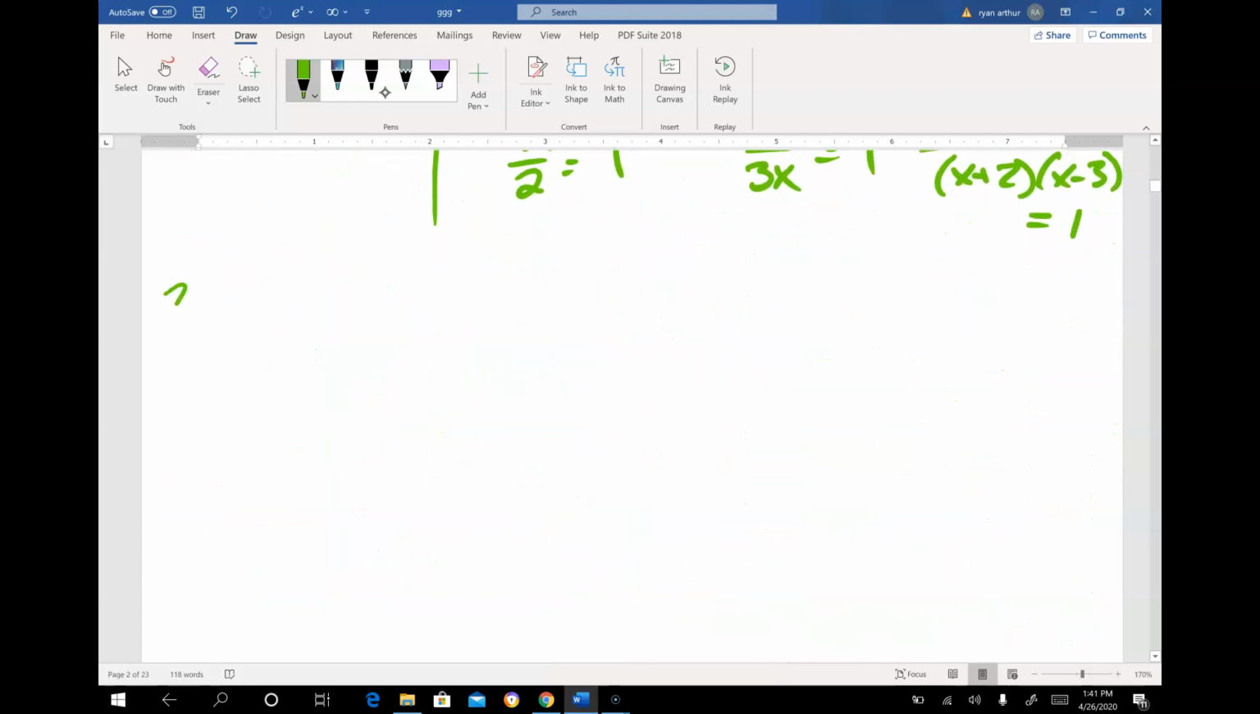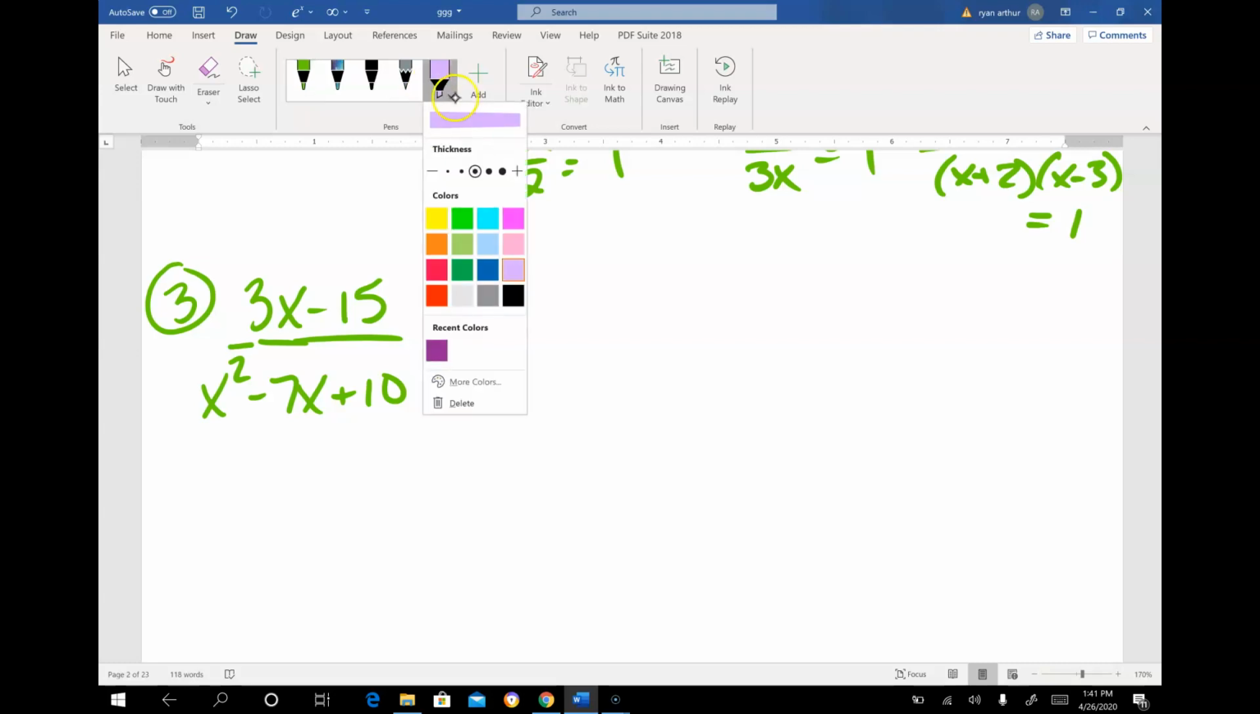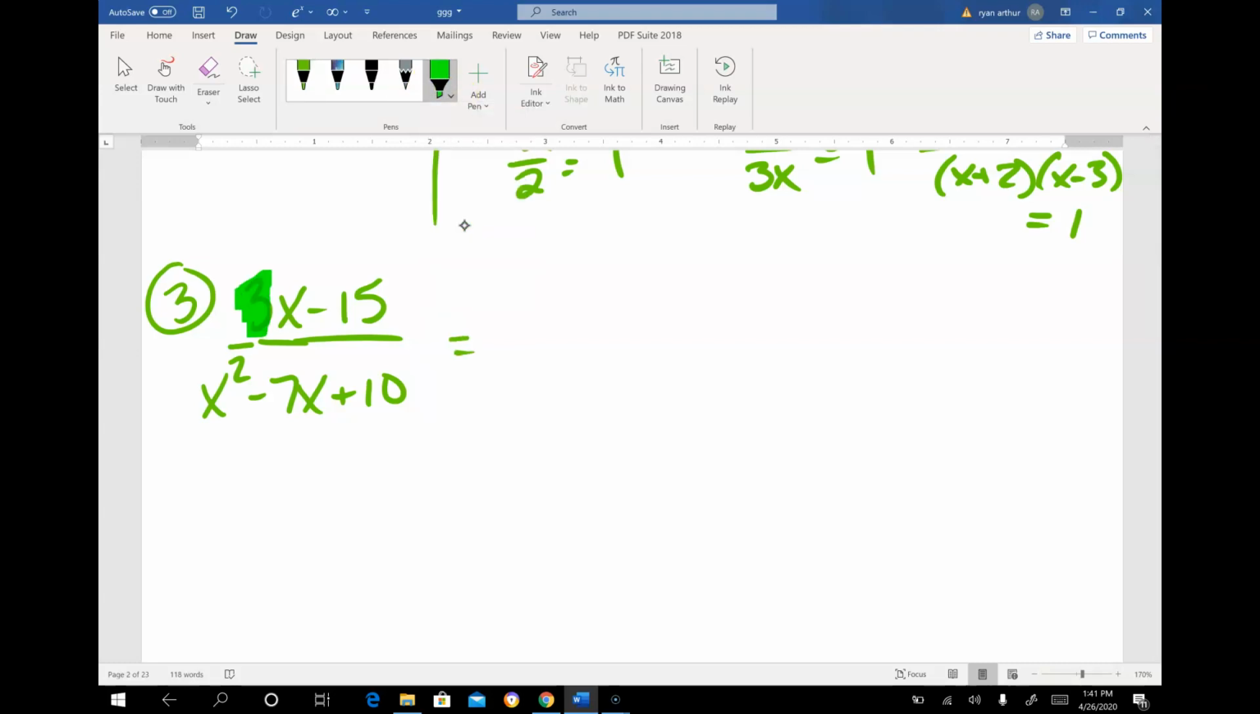Alright, number 3 is 3x minus 15 over x squared minus 7x plus 10. Now, factor the GCF out first if there is any. And there is. If you look, I have a 3 and a 15. They both have a 3 in common, so we're going to pull it out. 3x divided by 3 is x. Negative 15 divided by 3 is negative 5.